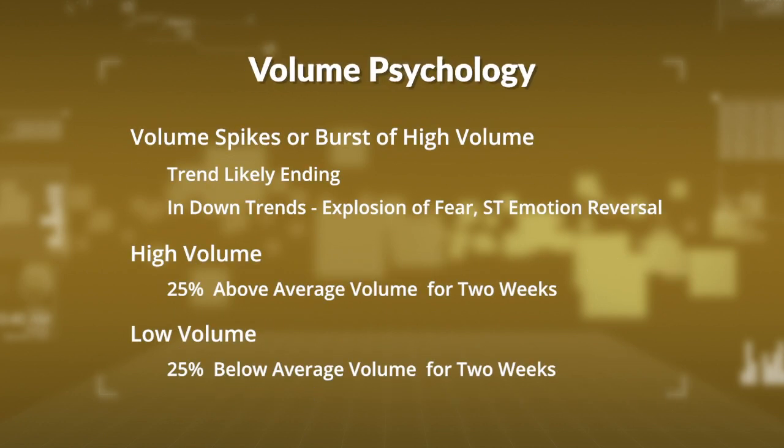Volume spikes, or bursts of high volume, tell you that the trend might likely be ending. You're in the middle of a decline and you get this burst of high volume, all this excitement. It's kind of an explosion, and so you basically find that the trend is going to switch out. So that's one of the things you can look for.